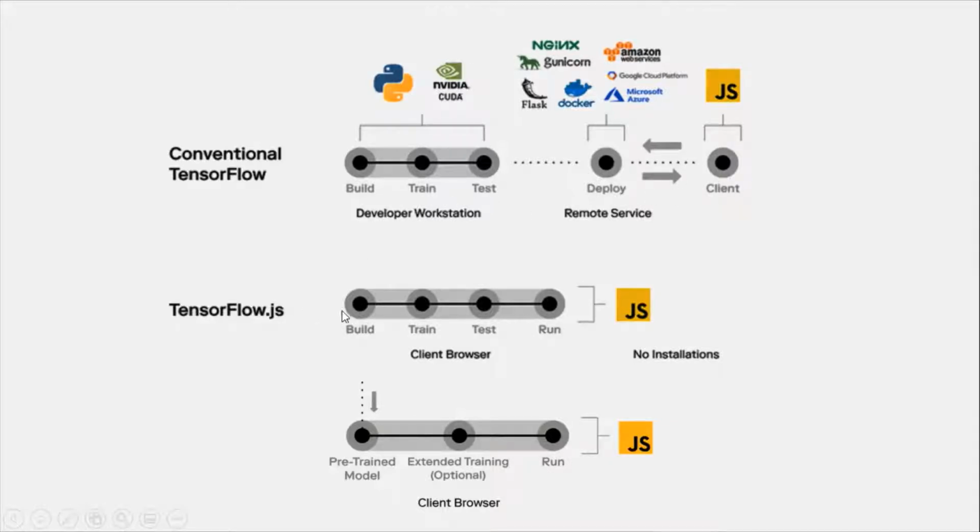The second way of serving model is purely in TensorFlow.js, where everything like build, train, test, and running the model for predictions is all done purely in a client browser. The third is a hybrid scenario, where the model can be trained in a workstation or a data center, and it will be imported in a browser to use as a TensorFlow.js model. It can be a pre-trained model, and it can be extended with training, retraining, and then it can be used for making predictions.